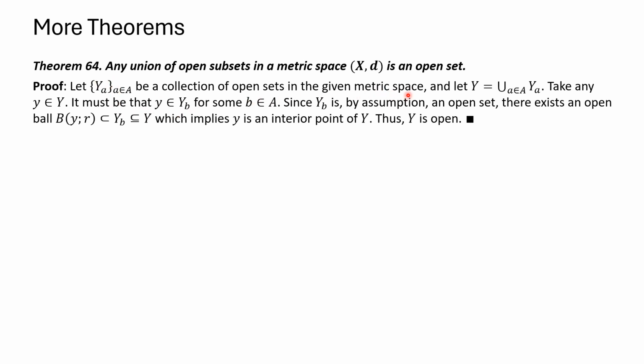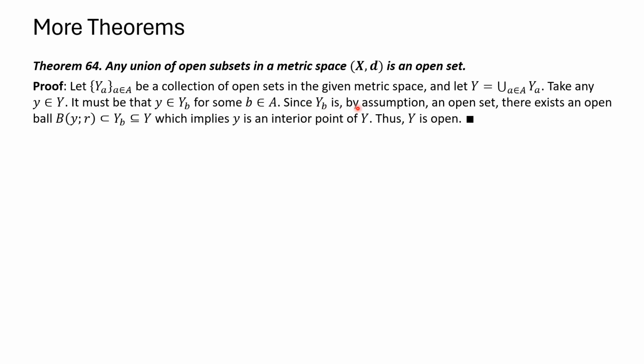So we take our set of open sets, and then we take the union of it here. We let Y equal the union, and we want to show that Y is an open set. So take any element y in capital Y. It must be that y is an element of one of the sets in this union. So let's say it's Y sub beta.